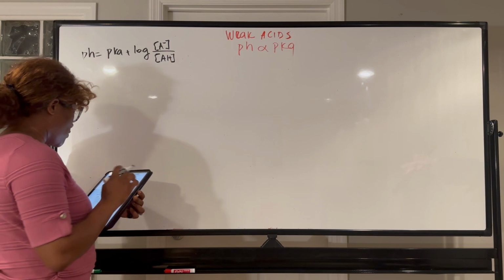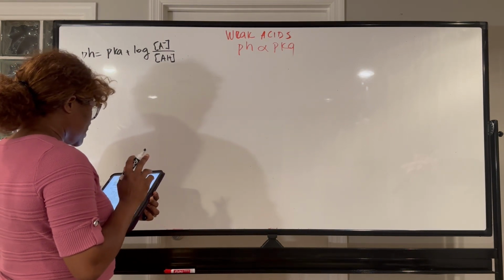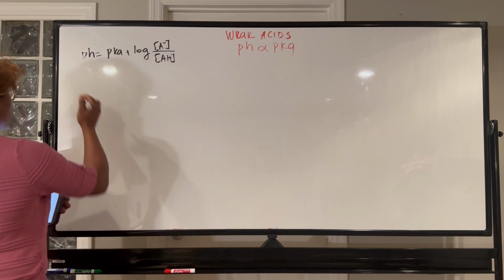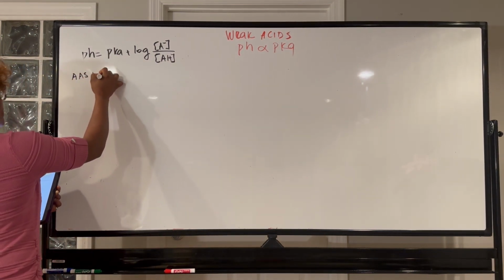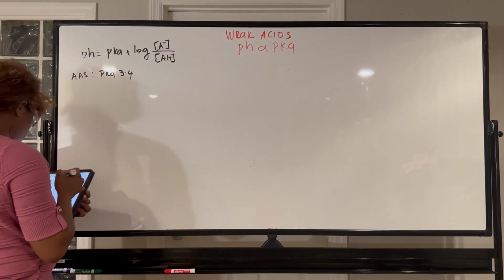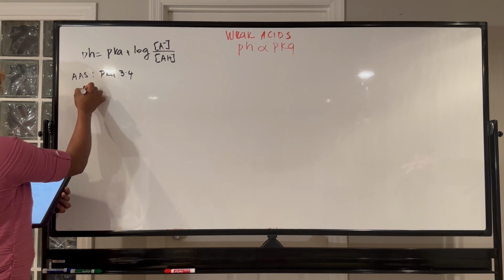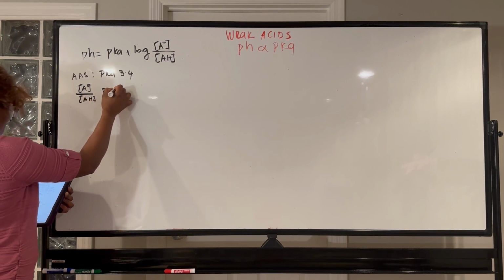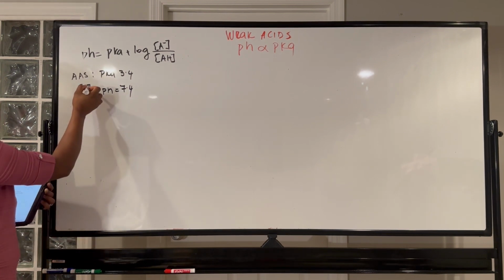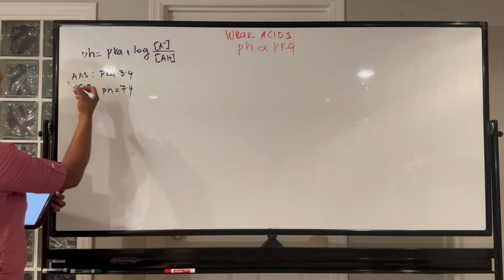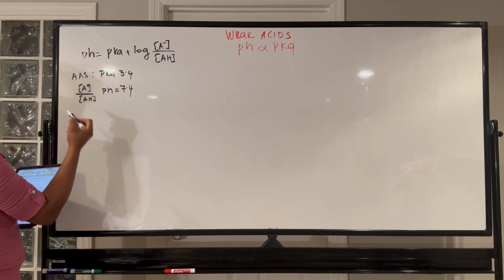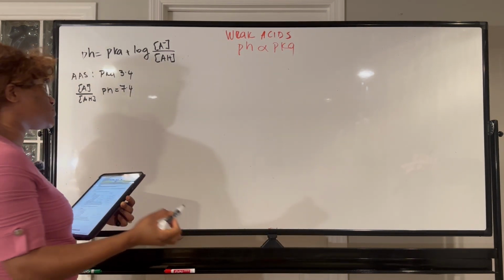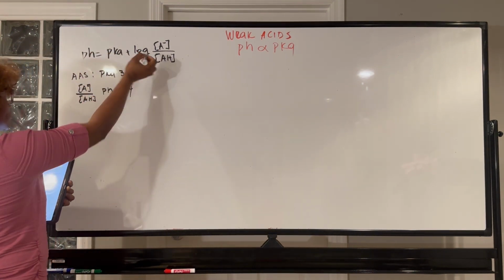So we have a problem. Aspirin, which is also called acetylsalicylic acid, is a weak acid drug that has a pKa of 3.4. Now we are asked, what's the ratio of the ionized over the non-ionized form when the pH is equal to 7.4? In other words, what is the percentage of non-ionized and what's the percentage of ionized aspirin when it's in an environment with a pH of 7.4?